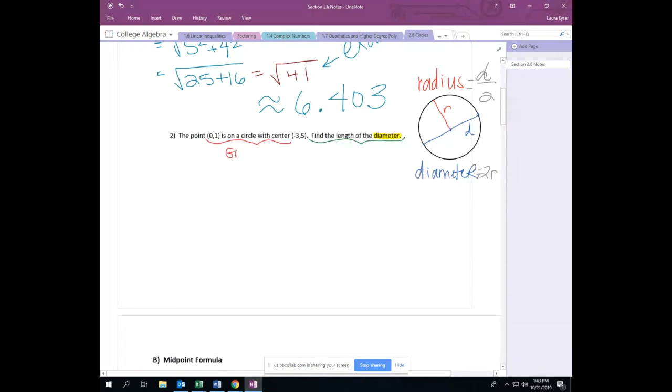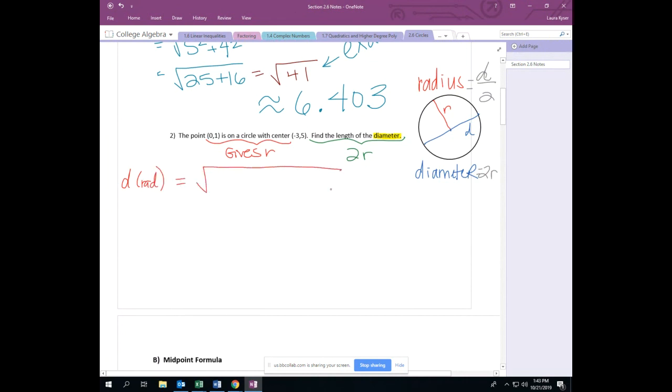Because this stuff here gives you the radius. But because we want the diameter, we have a little formula for that. The diameter is just twice the length of the radius. So if we can use these two pieces to find the radius, all we have to do is multiply the solution by 2. So that's what we're going to do. We're going to use our distance formula to find the radius.